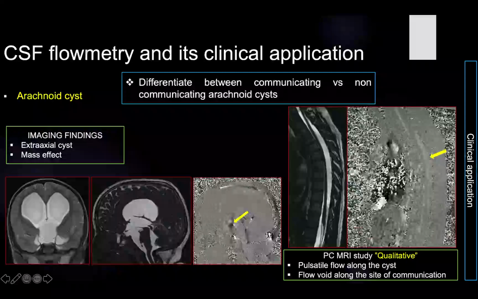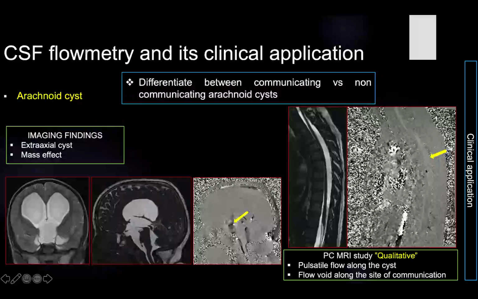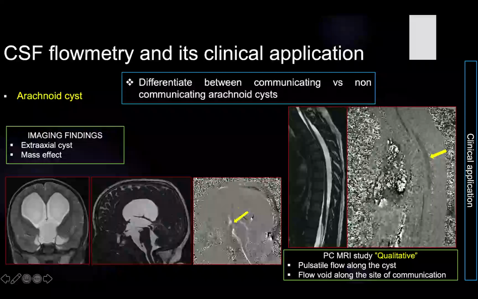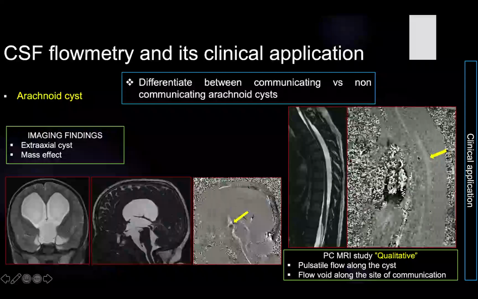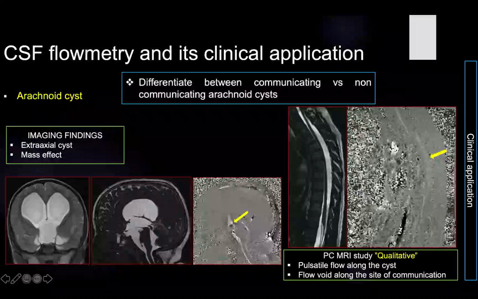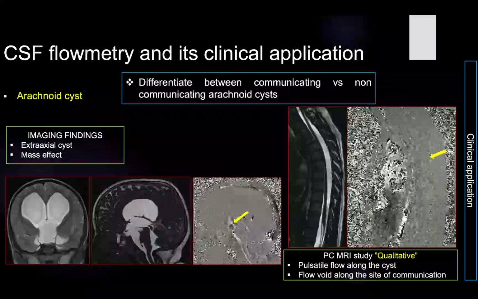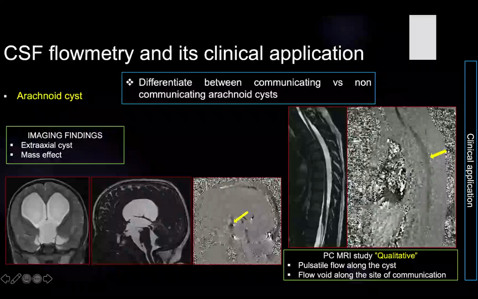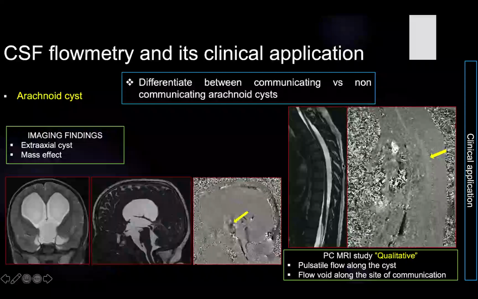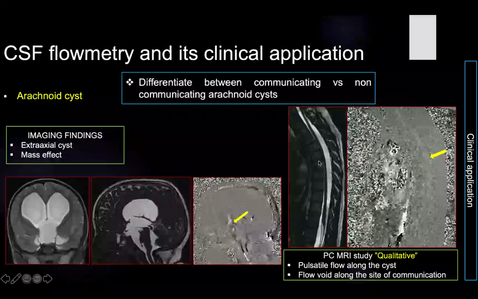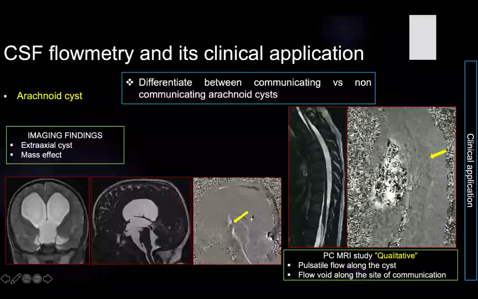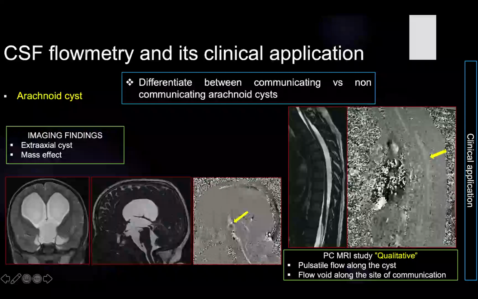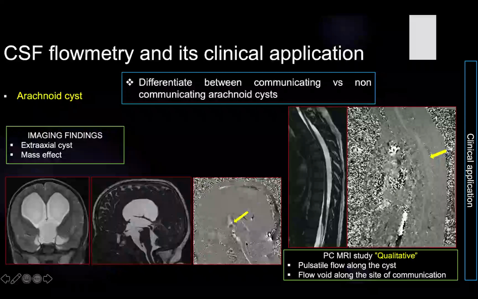So this means that the cyst is communicating with the subarachnoid space. Also, this is an example of an arachnoid cyst here in the spinal cord, and we can see the alternating pattern of dark and bright signal within the cyst. That means that the cyst is communicating with the subarachnoid space, and this is crucial before surgical intervention for these arachnoid cysts. And we can also depict the site of the communication.